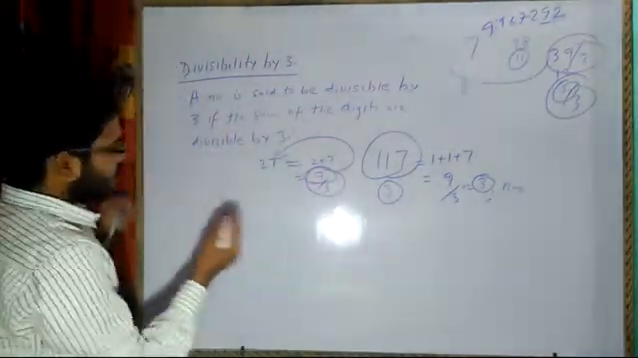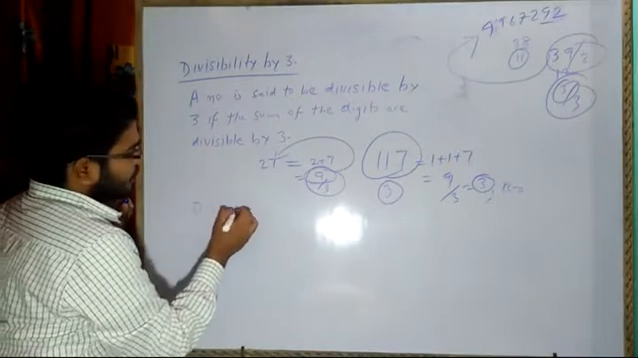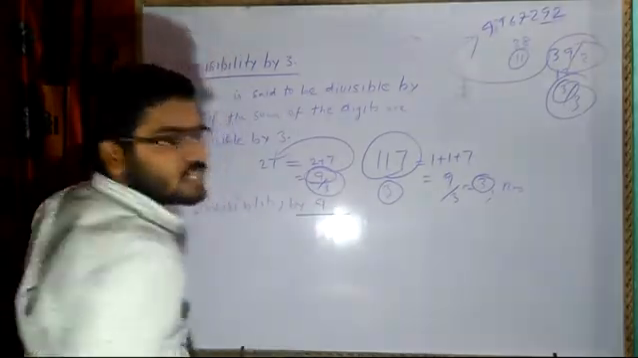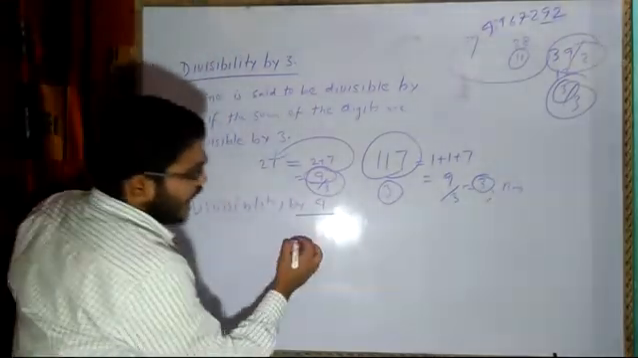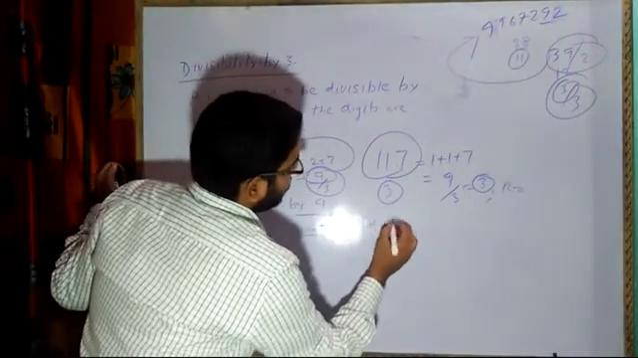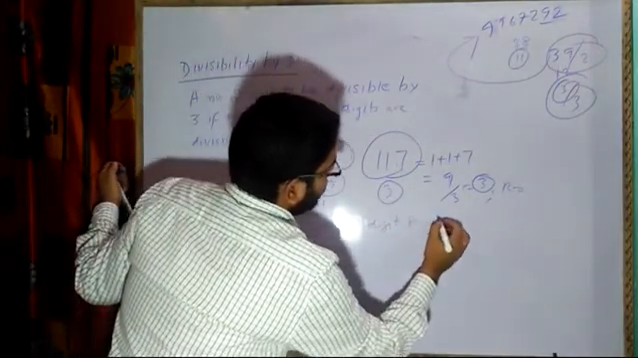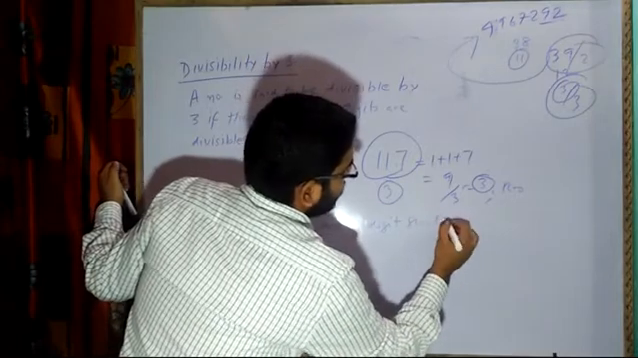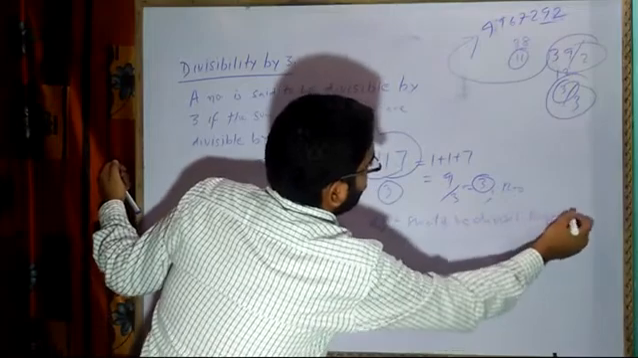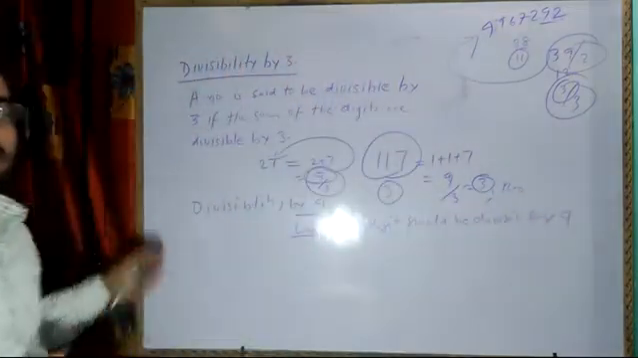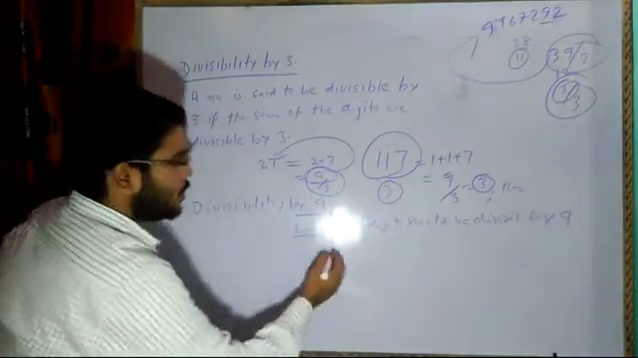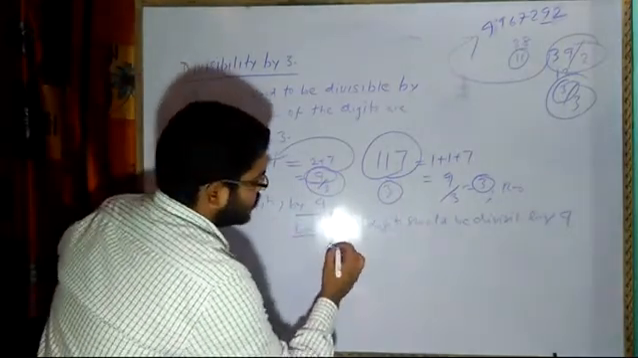Now, divisibility by 4. What is the divisibility by 4? The last two digits should be divisible by 4. If the last two digits of a given number are divisible by 4, then the entire number will be divisible by 4. Suppose I have 624.